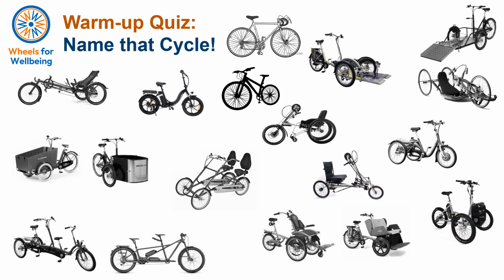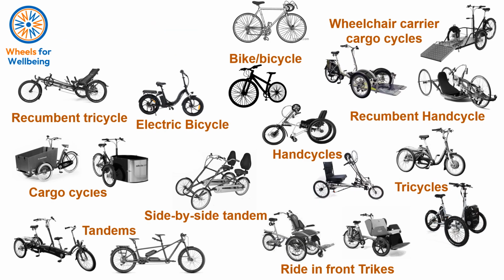Okay, hopefully you've had time to have a bit of a think. If you want a little bit longer, then do pause the webinar to make sure you've had plenty of time to have a look or a think about the types of cycles that might be available. The next slide gives you the names of many of those types of cycle that are on the screen. The easiest ones for people to identify are the standard 2-wheel bikes or bicycles. There are 3 different types on the screen: a racing bike, a mountain bike, and an electric bike.